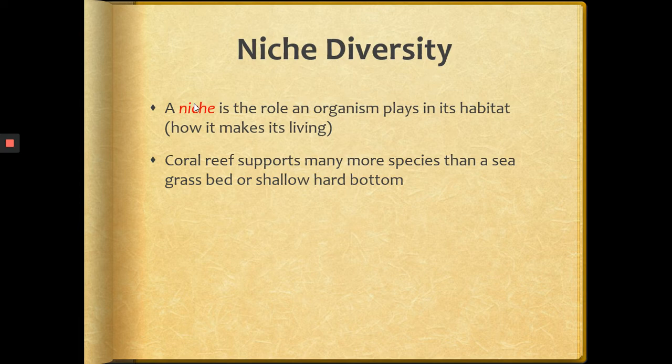All right, so back to what we were talking about here. A coral reef. Talk about area and the type of habitat. The coral reef supports many more species than, say, a seagrass bed or a shallow hard bottom or a sandbar. Coral reefs are the second most diverse habitats on Earth, second only to the rainforest. Let's give a quick example of a couple of different organisms and their niche in the coral reef.